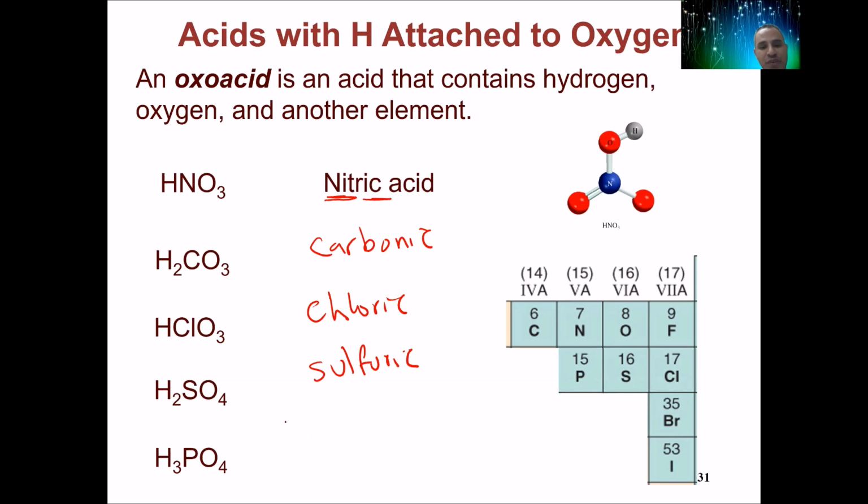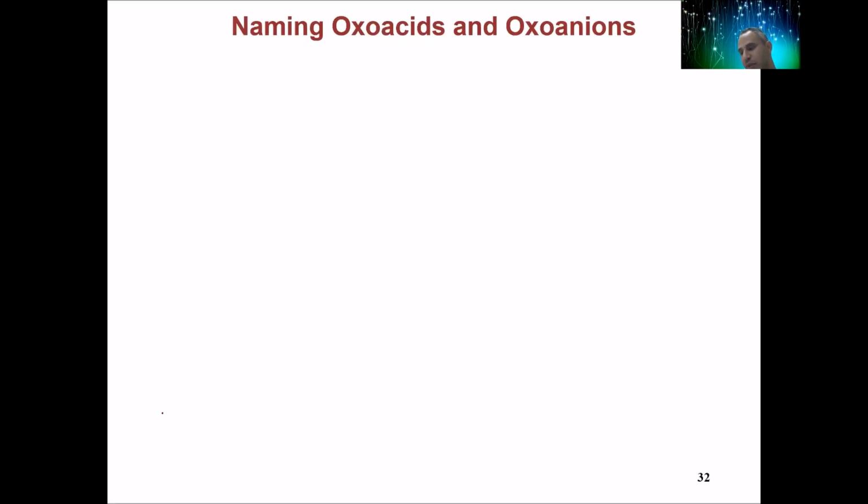And for phosphorus, it's going to be phosphoric acid. So as you can see, the root of the element name followed by IC at the end. These are the 5 reference oxoacids that you actually need to memorize with the formula and the name, because it's going to help in deriving names of other forms of the same oxoacid.